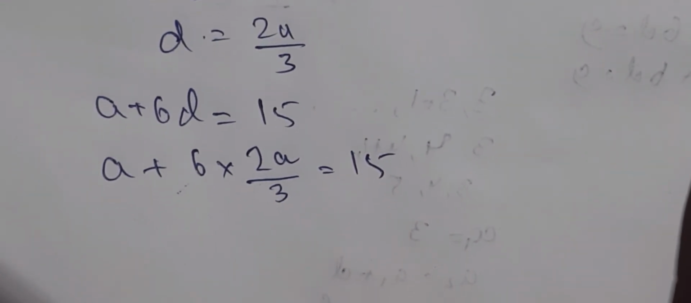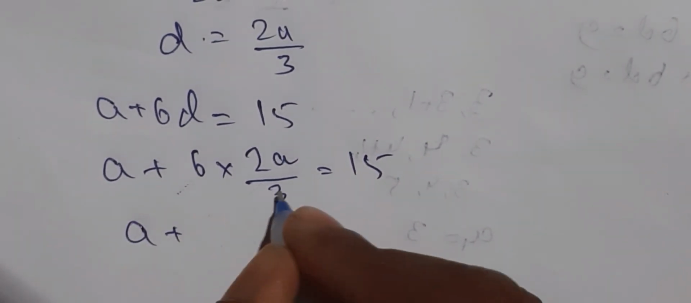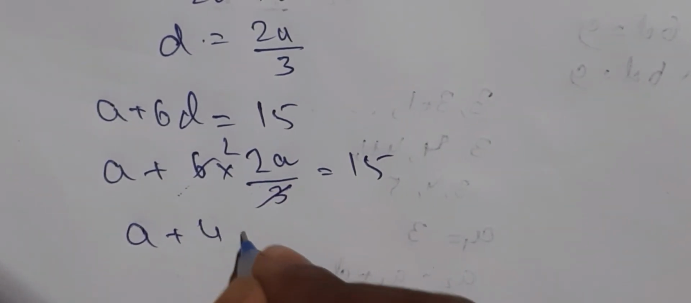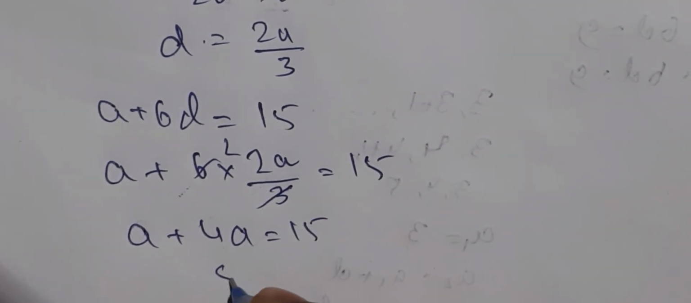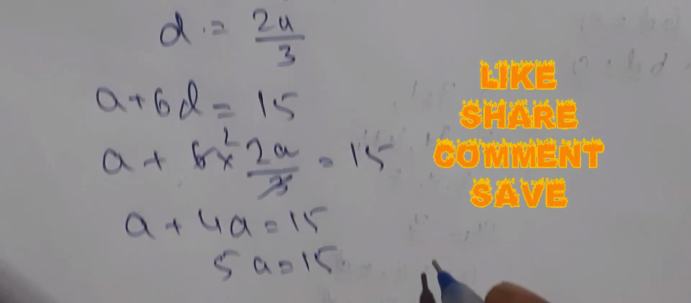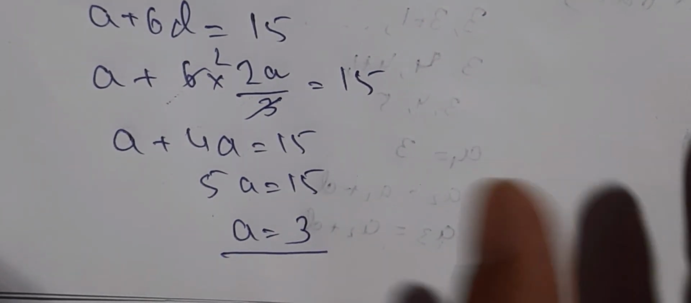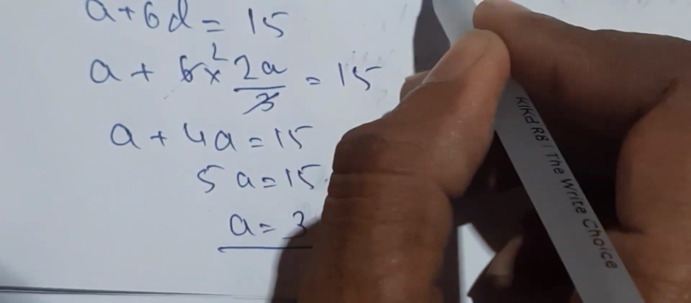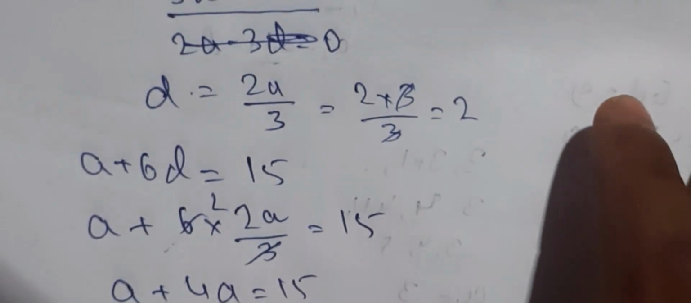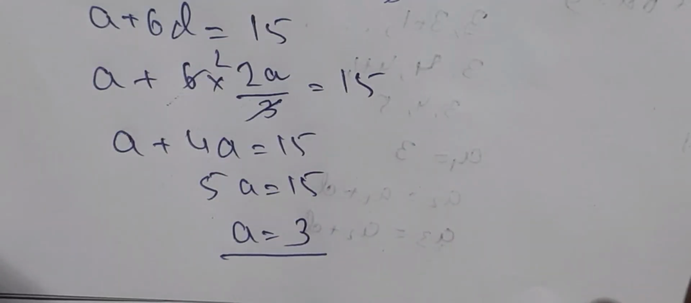Okay, let us solve further. So a plus 3 and 3 to the 6, so 4a equal to 15. So 5a equal to 15. So a is how much? 3. So we got the a value, we'll get the d value. After that, how to find out the series? We know d value is how much. So here d we are having, so 2 into 3 by 3, 3 cancels, so 2. So a value is 3 and d value is 2.